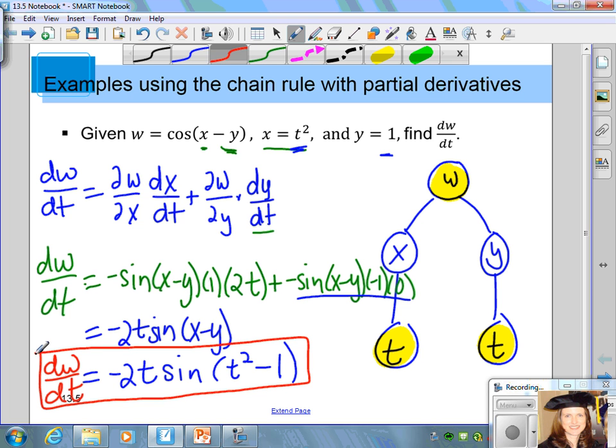Now, this is not the only way to solve this problem. I am offering this one approach to solving this because you get to practice those partial derivatives. An alternate way would be to go ahead before taking the derivative, make those substitutions, and then take the derivative of w with respect to t. But when you're doing it that way, you're not using the chain rule with partial derivatives.